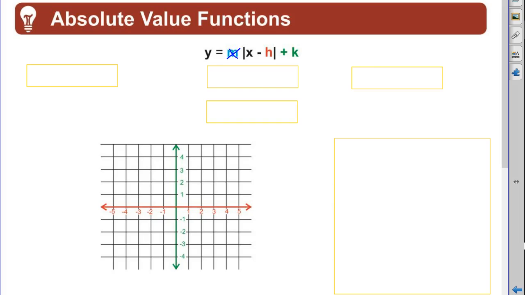All right, but here's the key. When you look at the absolute value function, you should be able to read the vertex. And the vertex is the values of h and k. h is the x-coordinate of the vertex, and k is the y-coordinate of the vertex.